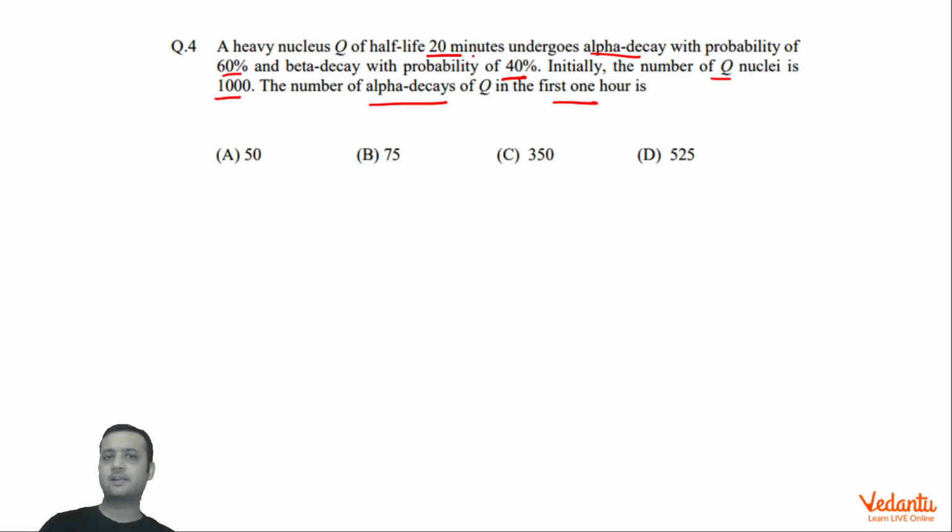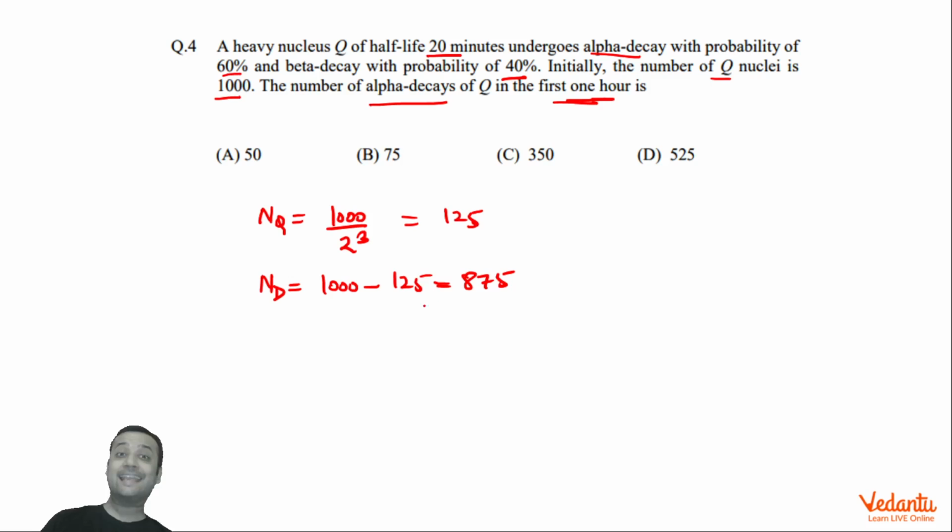So if you see, 20 minutes is the half-life, so in 1 hour we can say there will be three half-lives, right? So how many nuclei of Q will remain? That is very easy to find. Basically 1000 upon 2 cube, these many nuclei will remain. That means 1000 by 8, which is 125. So these many nuclei will remain. That means how many nuclei would have decayed? That will become 1000 minus 125, which means 875 nuclei have decayed.